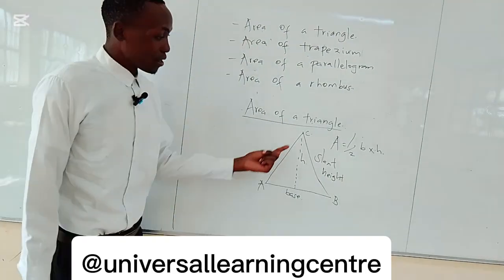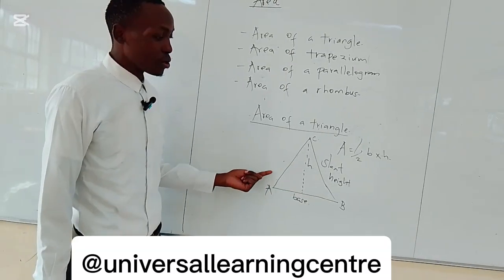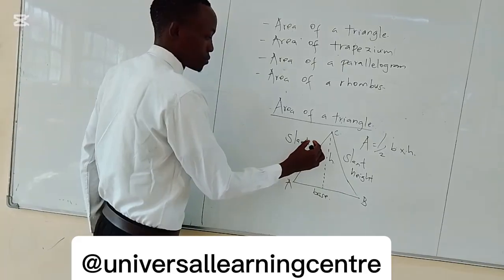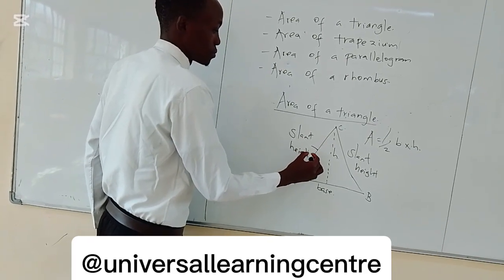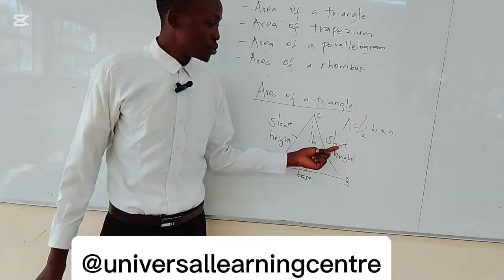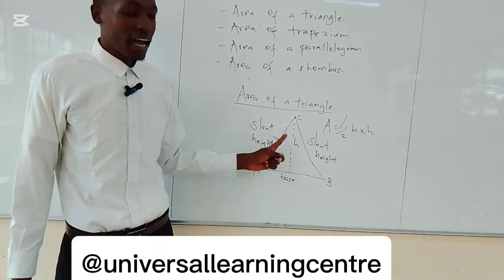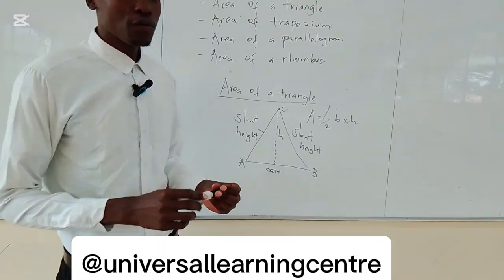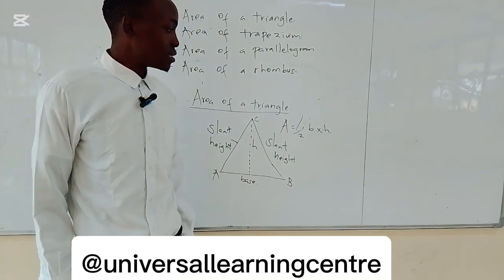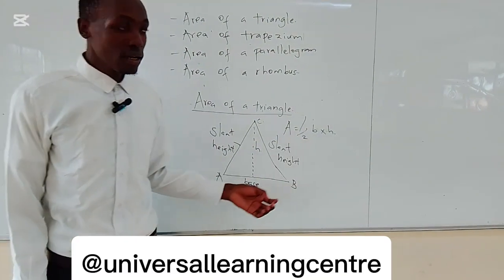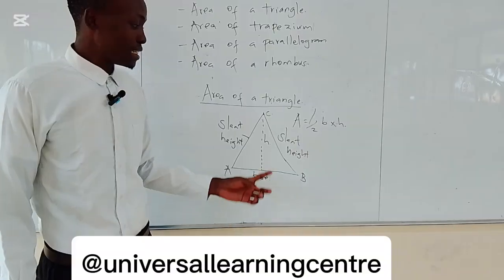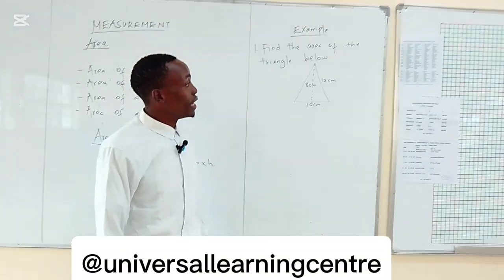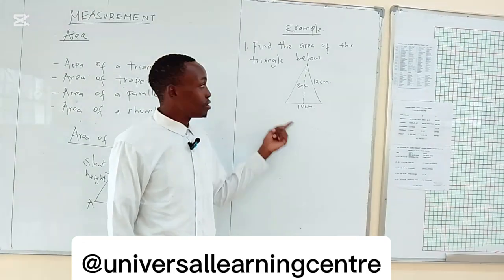Also, the line on the side CA is also a slant height. So also this is the slant height. And on this formula, we are not going to use the slant height. We are going to use the perpendicular height H. Okay? So we're going to do an example of how to find an area of a triangle using this formula, knowing where is the base and also where is the perpendicular height. So I have this example here. We're going to find the area of this triangle.